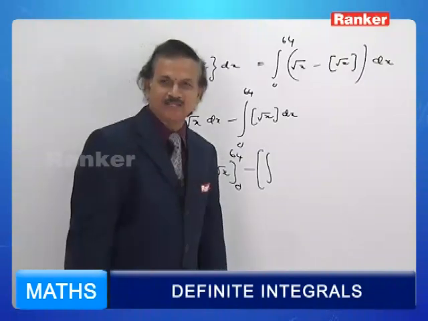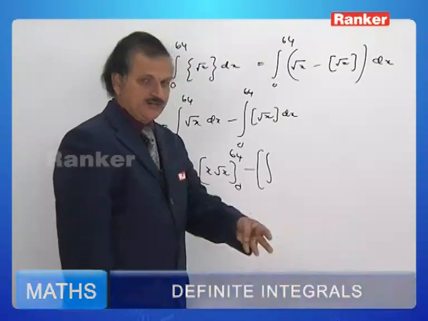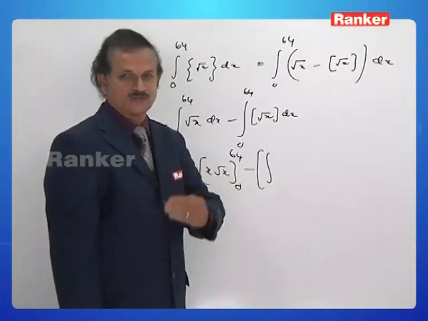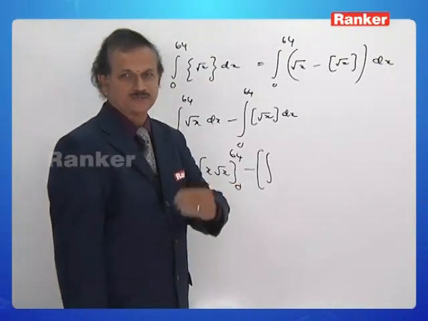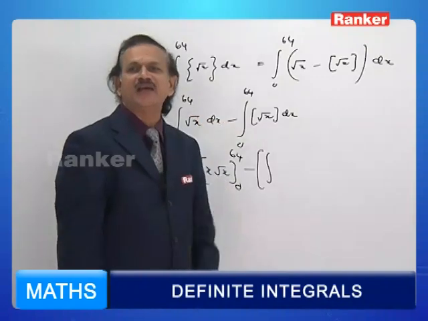Now you tell me the boundaries at which root x changes. 0 square to 1 square, 1 square to 2 square, 2 square to 3 square, 3 square to 4 square, 4 square to 5 square, 5 square to 6 square, like that up to 8 square. 8 square you must have.